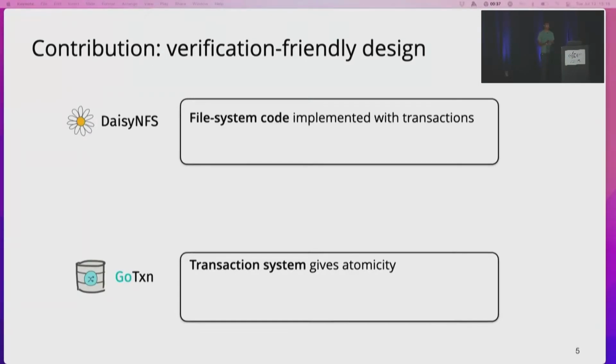DaisyNFS offers a design that makes it easier to scale up verification to something the size of a file system. We split DaisyNFS into two main parts. At the bottom level, we implement a transaction system that makes it easy to get atomicity on top of a disk. And then the file system code on top is implemented entirely using transactions. The transaction system has to face these core challenges of crashes and concurrency, but its proof handles them in such a way that the file system code on top can be verified using much simpler sequential reasoning.